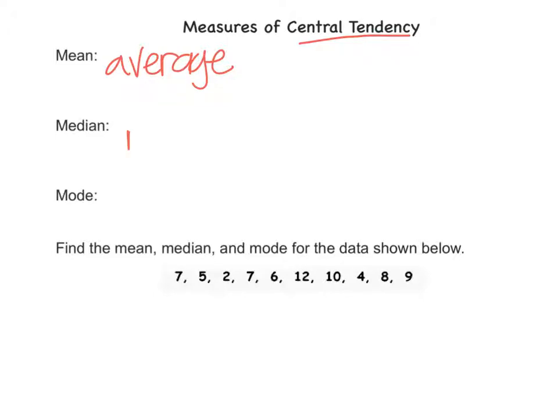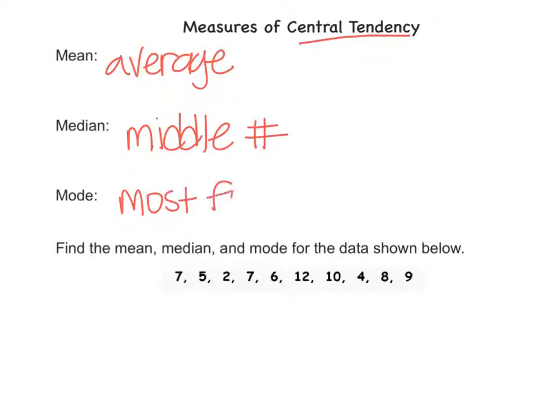The median is the middle number of a data set. So you'd have to have your data in order before you could find the median. And the mode is the most frequent number, or the most common number.